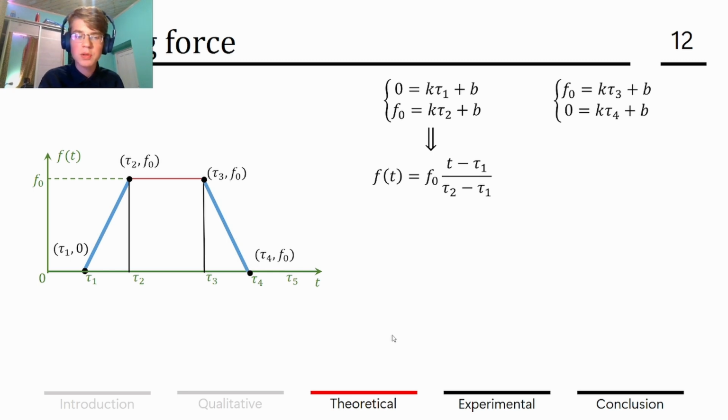Next, we can do the similar thing for the value of function between tau 2 and tau 3 and between tau 3 and tau 4. And at the end, we can write down the value of the dependence of driving force from time for the whole interval from 0 to tau 5.